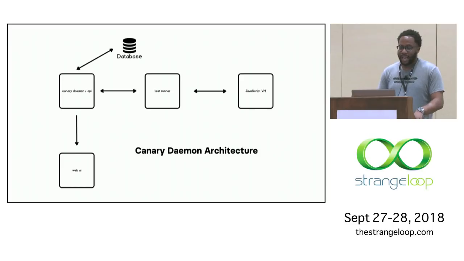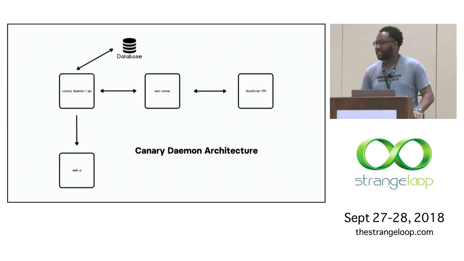And that test runner will then make a JavaScript VM for each test and execute it and return those results back, whether it's passed or failed with an error, all the way back to the daemon, which can then save it into a database, and we can use that to look it up in the web UI.